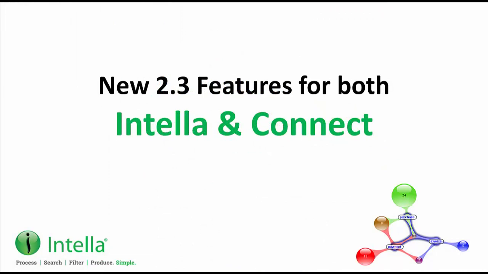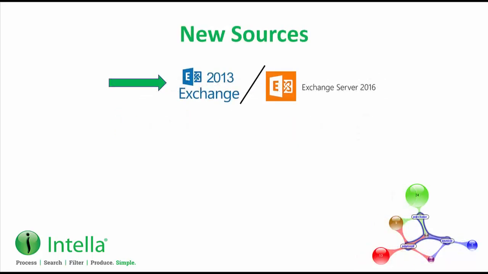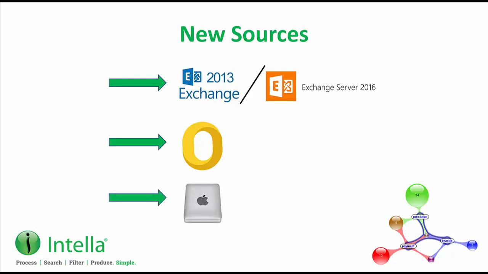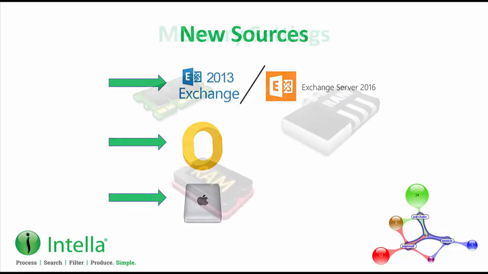In regards to both products, we have added support for processing several new source types. Now Intella and Connect can support processing of Microsoft Exchange EDB files for versions 2013 and 2016. We have added support for Outlook for Mac OLK 15 files. This accompanies the prior support for Mac OLM files that we released in version 2.2. We have added support for Apple Disk Images or DMG files. Please see the user manual for which compression methods are supported with this format.